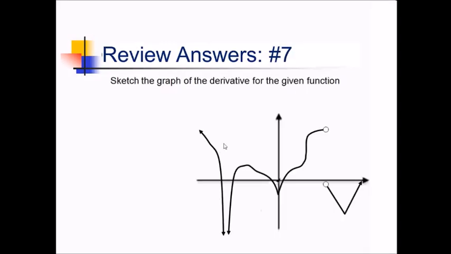Let's see what we got for our critical values. For non-differentiable spots, we have this asymptote right here. So that's going to give us an asymptote on the derivative as well. Here's a cusp on the original. That's an asymptote on the derivative. We've got infinite slopes. You might have noticed that we have a vertical tangent right here. So that's another asymptote for the derivative.